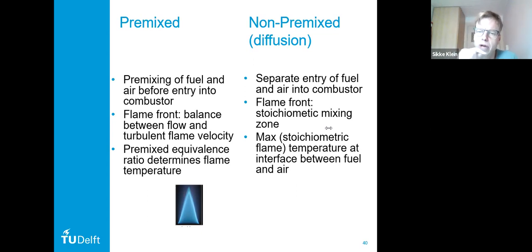Yeah, and that's one of the main reasons. Non-premixed is more stable. And the reason why it's more stable is because it has the higher flame temperature. You always have there the zone with the high flame temperature, the stoichiometric flame temperature. And because of this higher flame temperature, you have a much more stable flame. So you see that in a lot of land-based gas turbines, they have a small non-premixed flame to stabilize a big premixed flame.